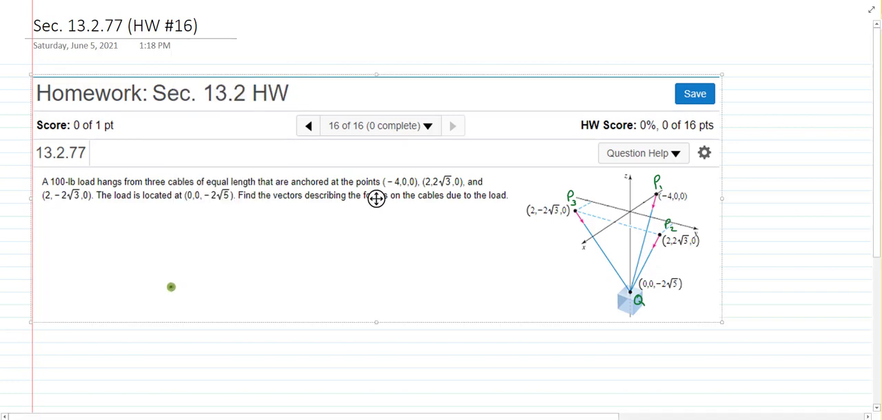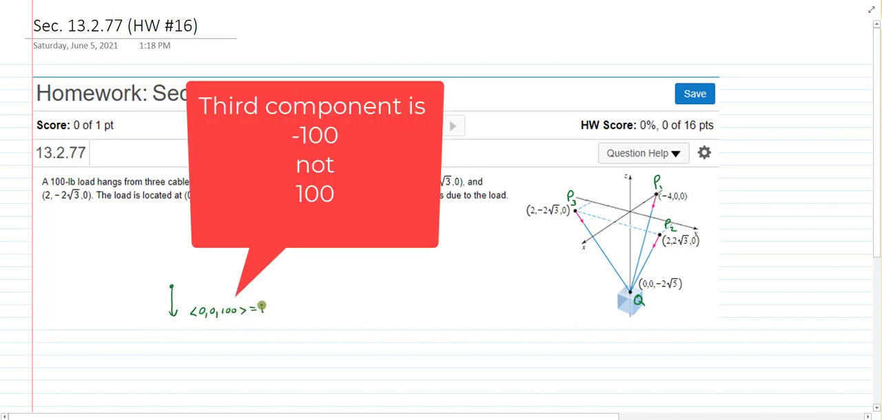Now if we were thinking about a force diagram on this box, here's the point mass that represents the box, and we would have the force due to gravity pointing downwards, and that force due to gravity would be the vector 0, 0, 100. That's our force due to gravity on this box.